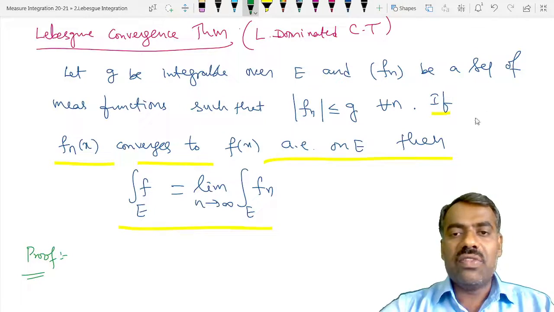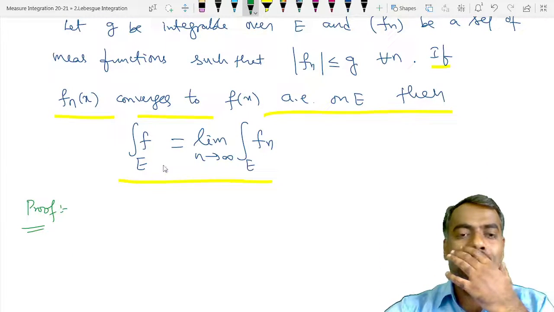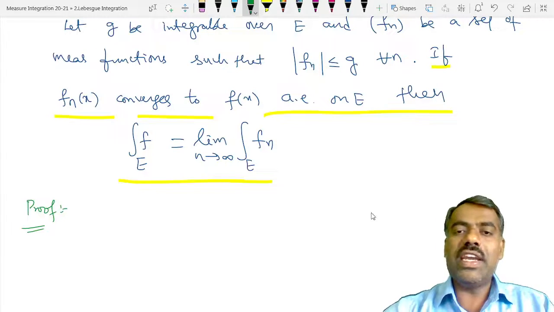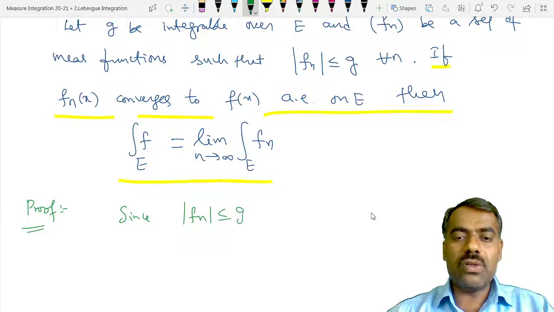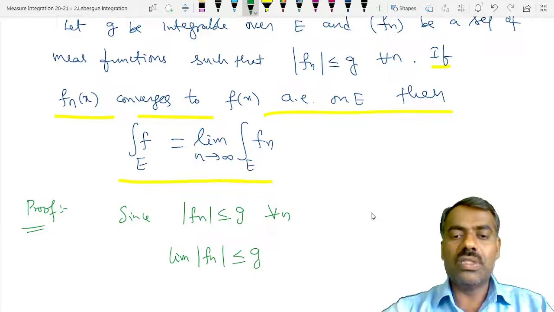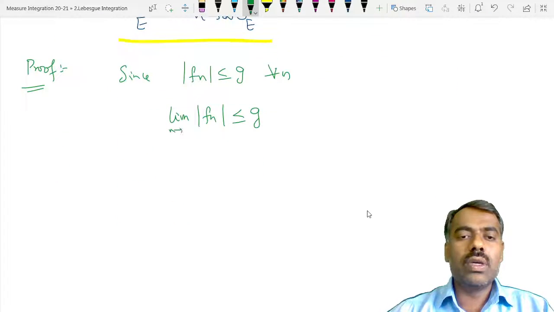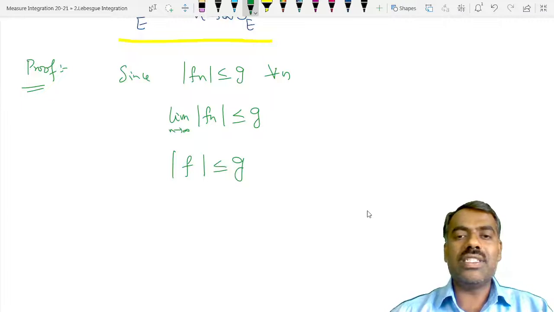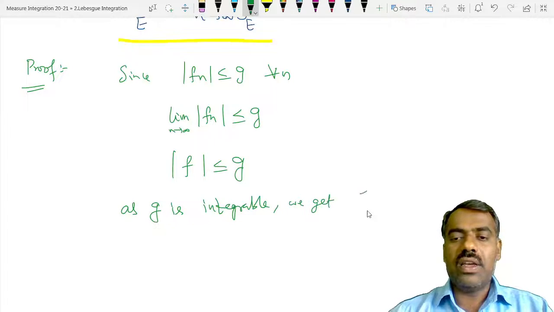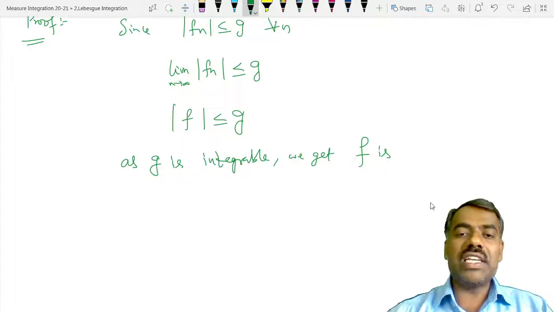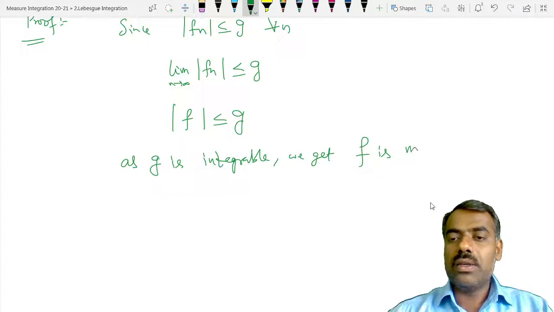And the proof is not at all difficult. First of all, whenever we want to talk about integration of f over e, we want to make sure that f is integrable. Then only we can define this, right? That follows from the fact that since mod f_n is less than or equal to g for every n, this implies the limit of mod f_n is also less than or equal to g. But you can take the limit inside, so this is the same as mod f is less than or equal to g. Now as g is integrable, we get that f is also integrable, because the integration of g is finite.